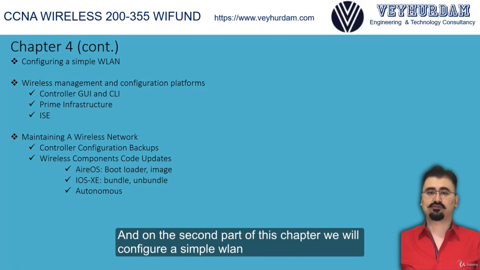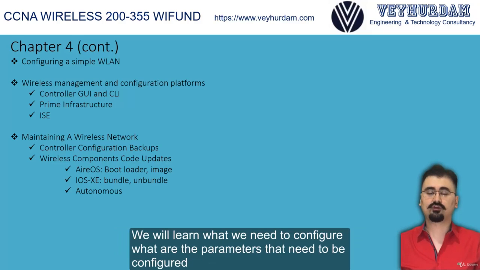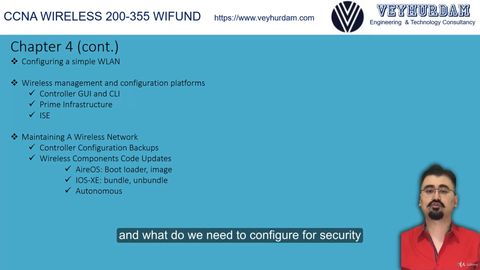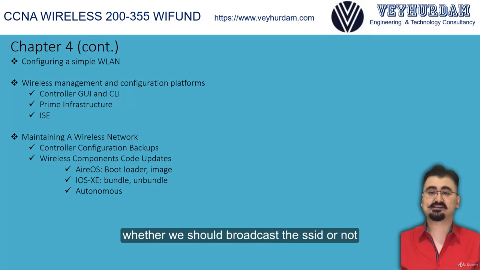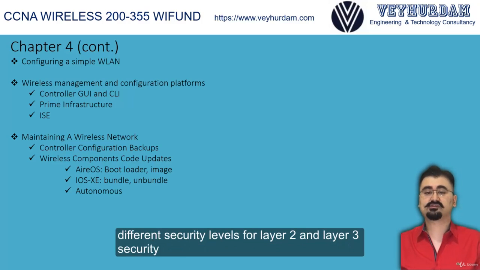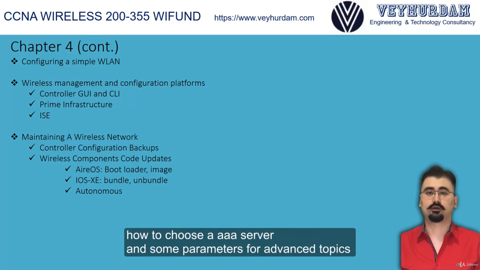And on the second part of this chapter, we will configure a simple WLAN. We will learn what we need to configure, what the parameters are that need to be configured, and what we need to configure for security, whether we should broadcast the SSID or not, different security levels for layer 2 and layer 3 security, how to choose a AAA server, and we will also learn how to change some parameters for advanced topics.